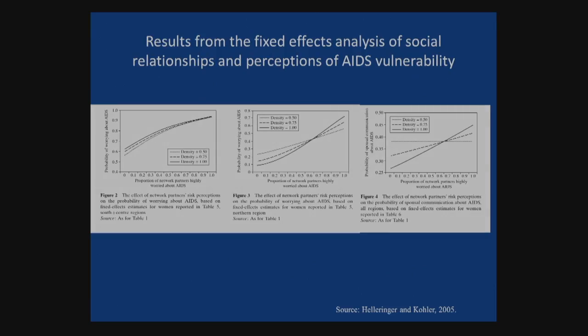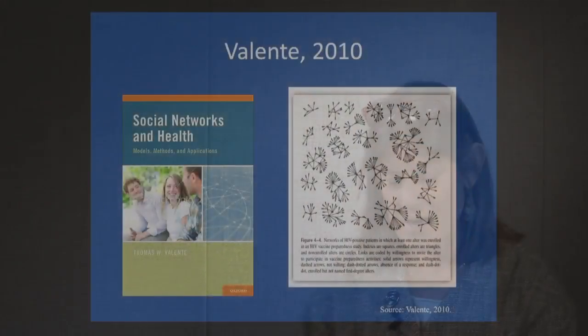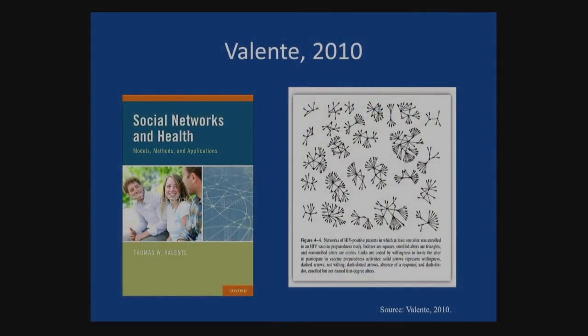And this actually just shows the results, which suggests, this is a hard slide to see, but it just suggests that once networks become quite dense, that is, people know each other, the proportion of network partners that are highly worried about AIDS starts to increase a lot. So the diffusion of information, as well as the diffusion of disease, can be patterned by the structure of social relationships. And this is just an example of the kind of work that people might do in terms of prevention.